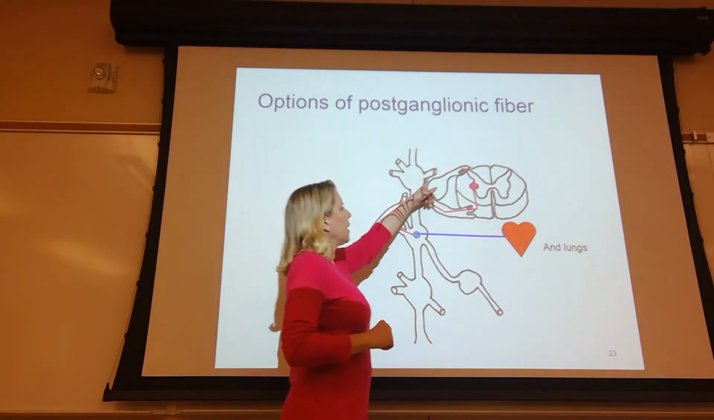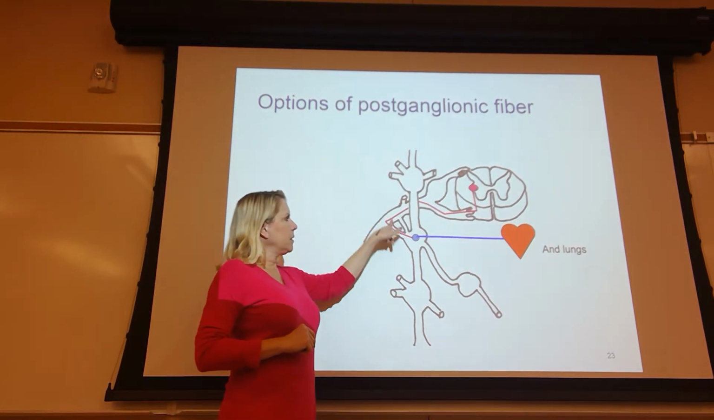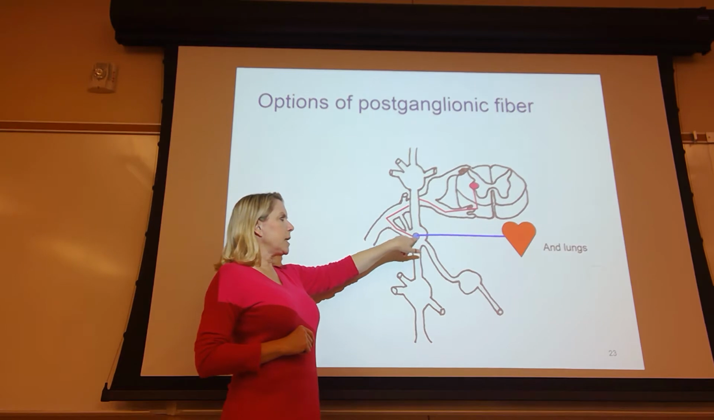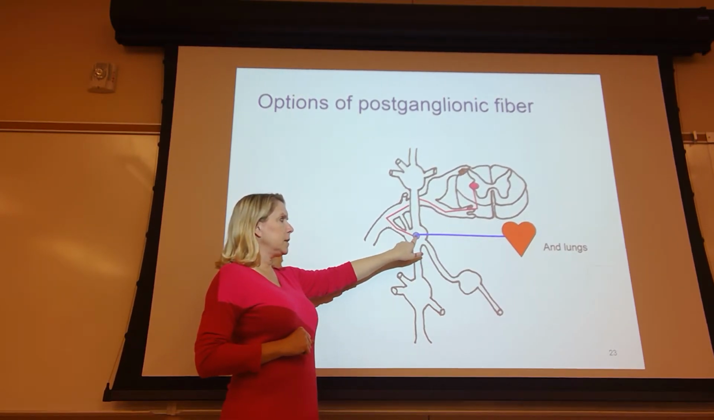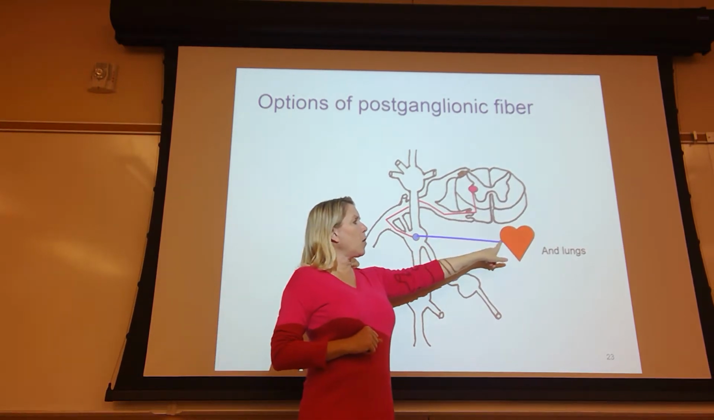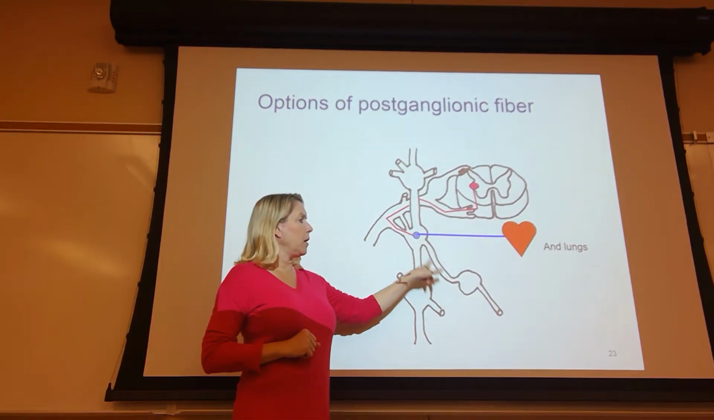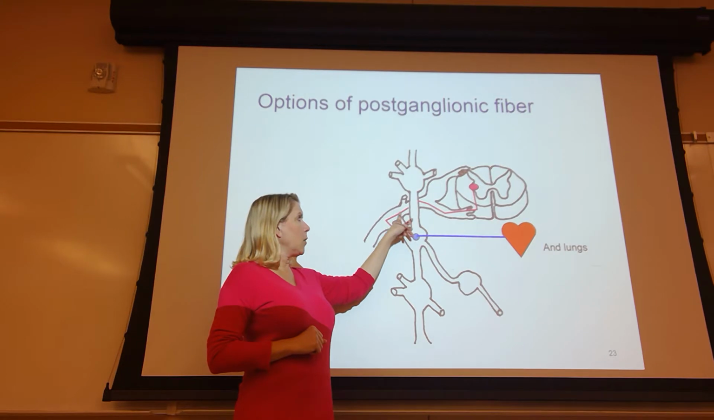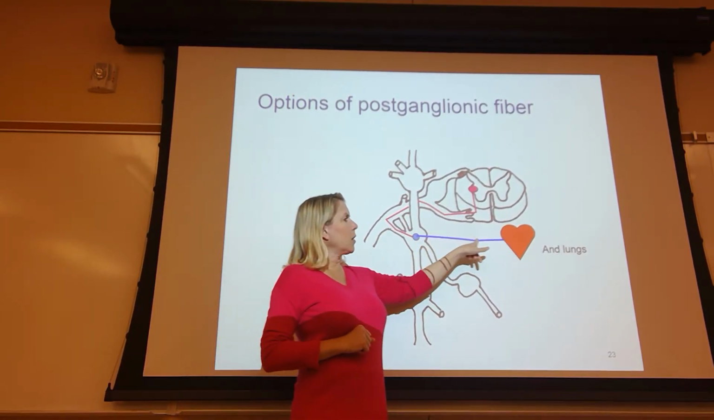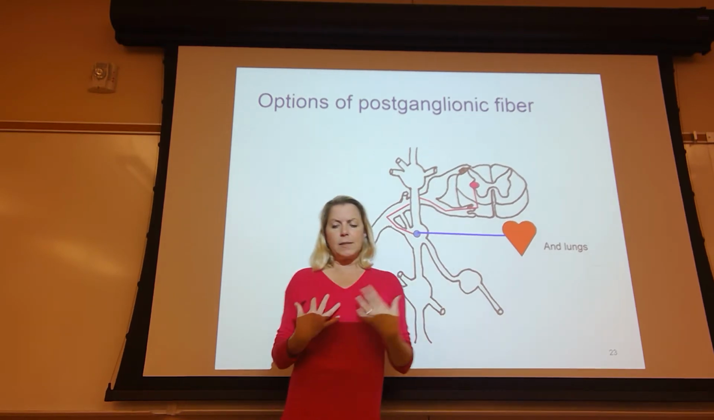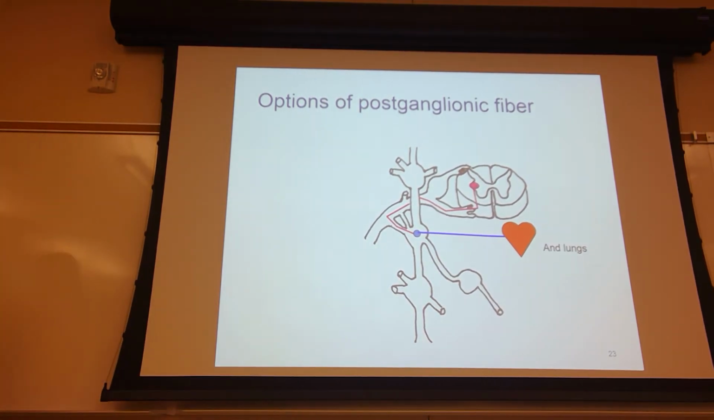Again, the preganglionic fiber enters at level, synapses in a sympathetic ganglion of the sympathetic trunk at that level, and exits through the back wall. It does not take a splanchnic nerve, and does not go out the gray ramus communicans. Instead, it goes right out to the thoracic viscera, which would be the heart and the lungs.